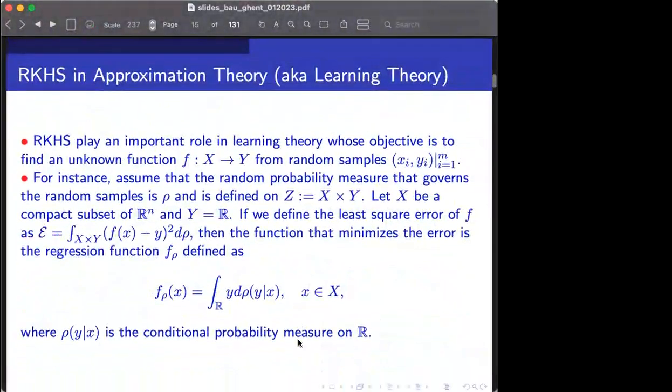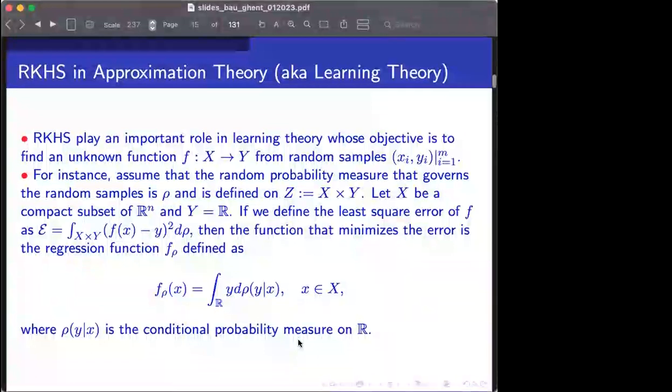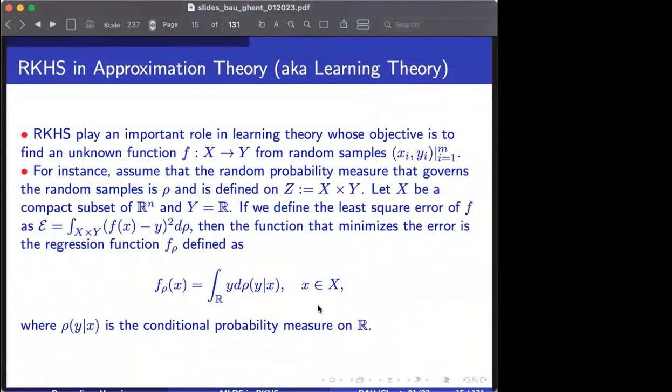One of the applications of kernel methods is in function approximation, where one is interested in approximating an unknown function from random samples. We have an unknown function f that goes from X to Y. We have random samples (x_i, y_i), with i varying from 1 to n. The way it's done is that you assume there is a probability measure rho that governs the random samples.